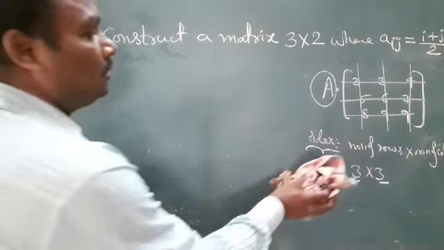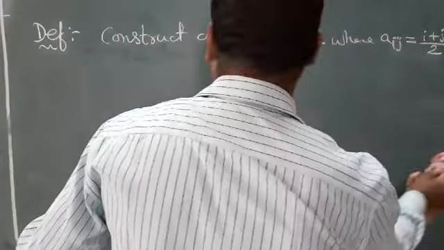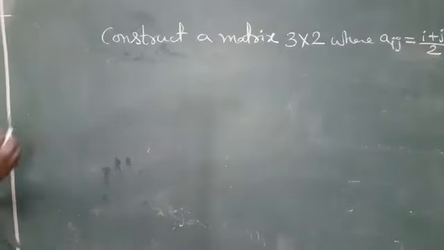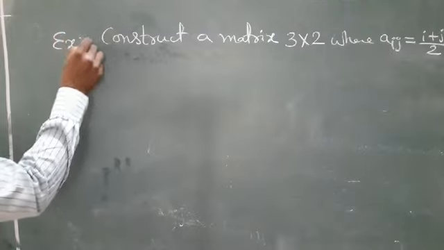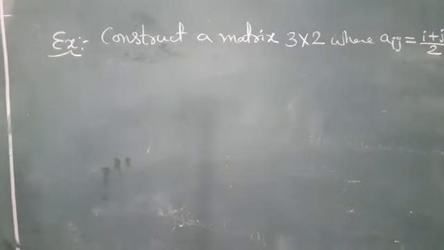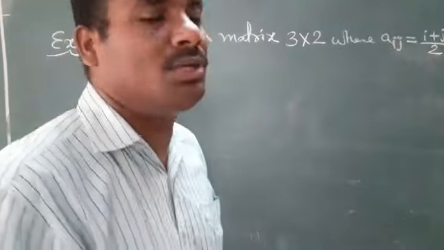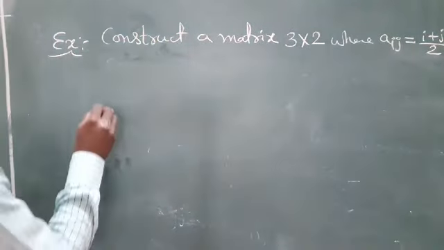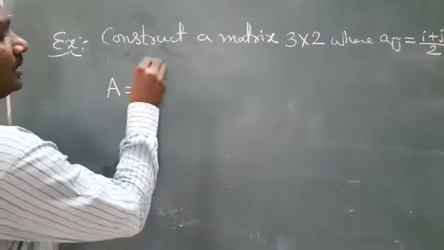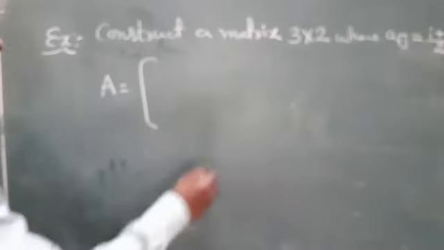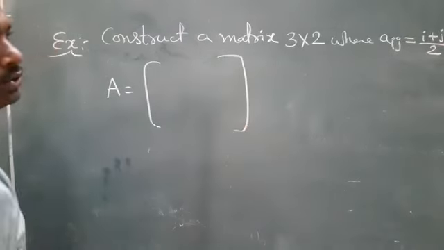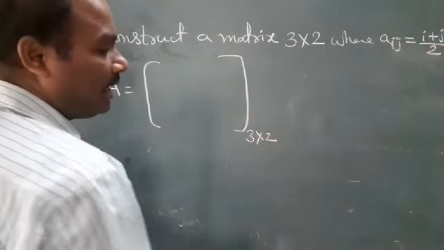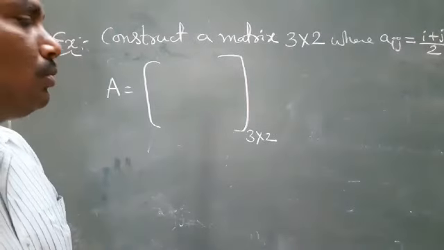Now here the example question क्या है? Construct a matrix 3 by 2 where a i j is equal to (i plus j) by 2. Now you can do it. A is equal to 3 by 2. 3 by 2 meaning क्या है? 3 rows and 2 columns.